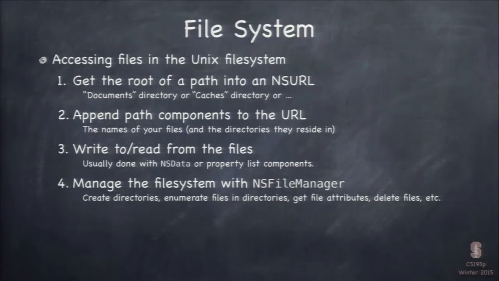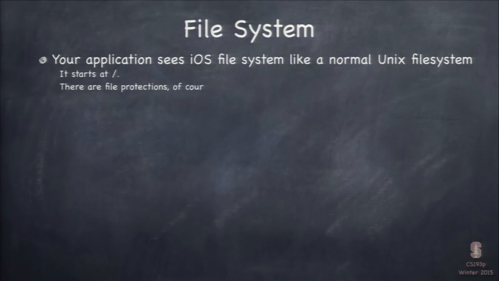Then you're going to append path components onto that URL. If you want to create some directories in that place and then some files, you're going to be using appends, and URL has some methods to do that. Then you're going to read and write files from that URL, and we'll talk about how you do that. And finally, you're going to manage the file system. You might want to remove a file, rename a file, or see what files are in a directory. That's all done with the class NSFileManager. That's how the file system works, so let's look into all of these steps.